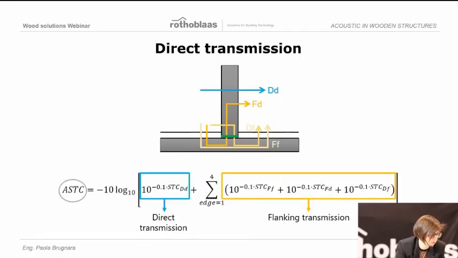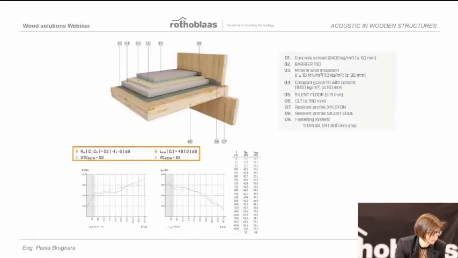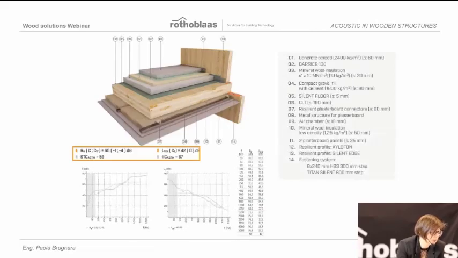Same as if we talk about ASTM metrics. For this reason, Rothoblaas has measured some typical solutions for CLT. We can see that we can work on the finishing. For example, here is a solution with CLT exposed, and here the solution in which we have added a suspended ceiling, and we can see that we have an improvement of the acoustic performance.